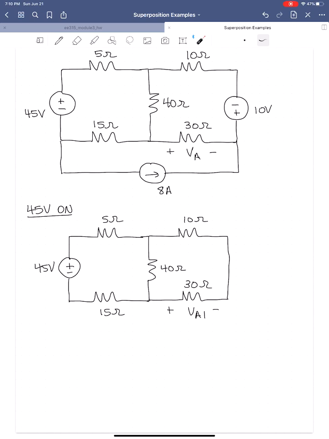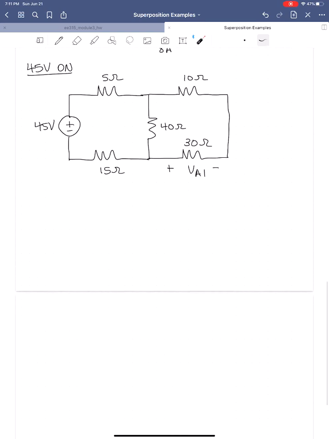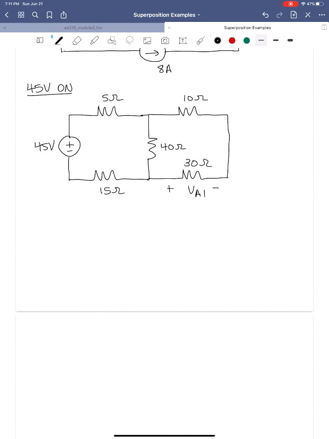Now this would be not a bad one to do simplification and expansion if you want a little practice. You could simplify this pretty quickly, but I did mesh analysis since that's what I find historically students like a little better. So let's label these. Here's I1 and this is I2. And we know that VA1 is equal to minus 30 times I2, minus because of the passive sign convention.